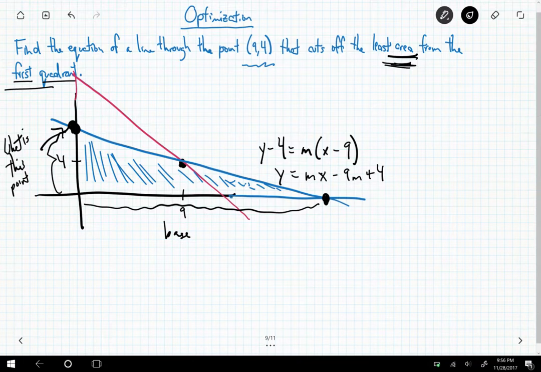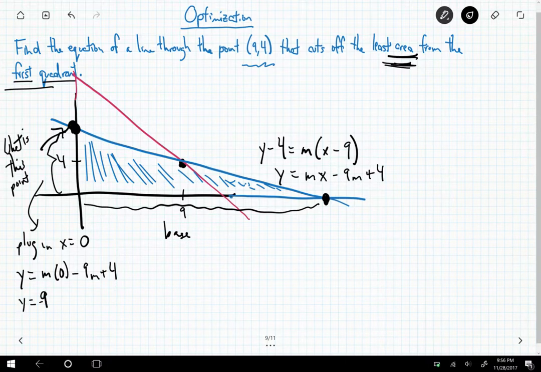Okay, well, how do we find those things? Well, actually, those aren't too bad. To find where it crosses the y-axis, all we do is plug in x equal to 0. And what do we get? Well, we get y equals m times 0 minus 9m plus 4. And so in that case, we get y equals negative 9m plus 4.